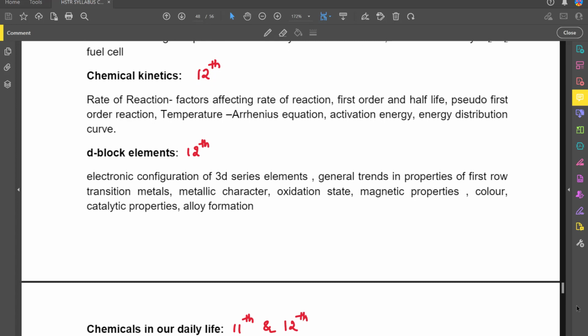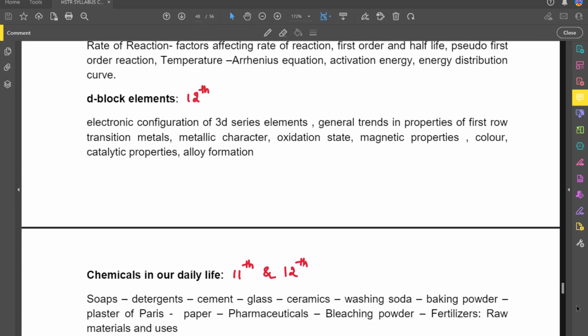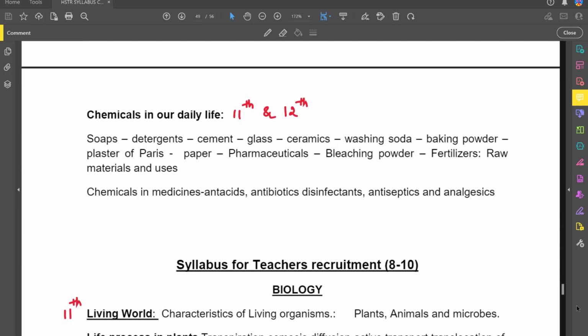Then the D block is entirely there in the PUC second year textbook only. You will have to read all this from that textbook only. Next, chemicals in our daily life, that is a part actually. You will find some part in the PUC first year book and some part in the PUC second year book. Okay, so this was about the chemistry portion.